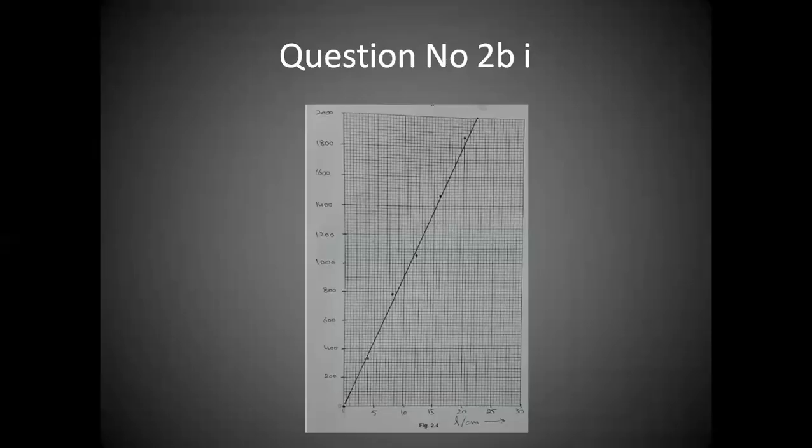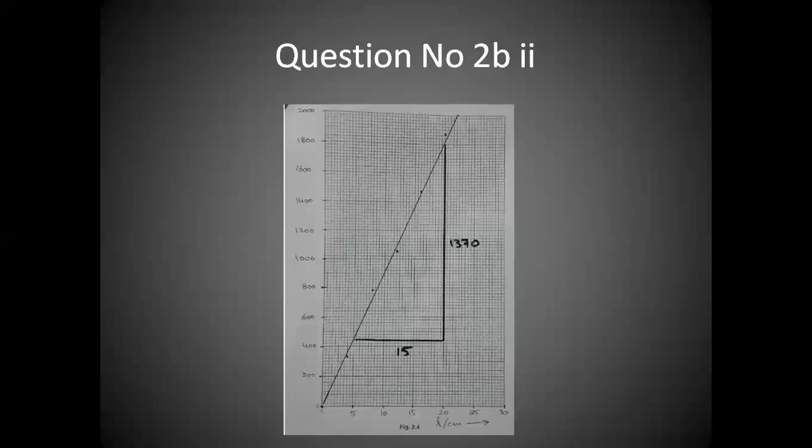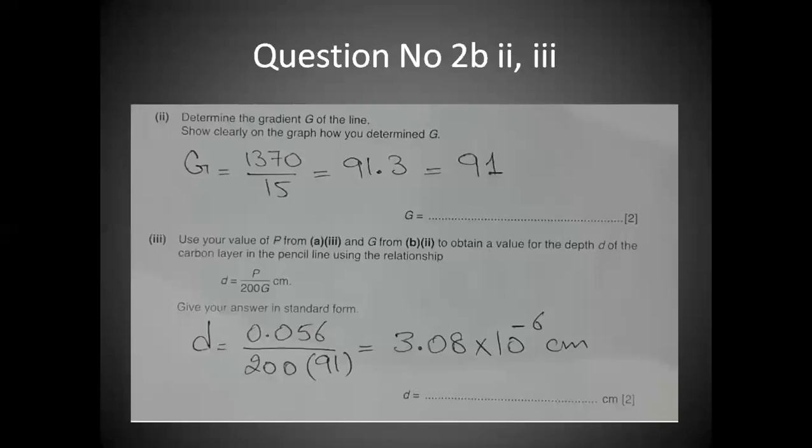So that's the question number 2B, second part. And here you can see I have made a triangle. This is my run. This is my rise. I will divide this rise by this run, and that will give me the gradient. So 1370 divided by 15, and that will be 91.3. So approximately 91. So the gradient is 91.